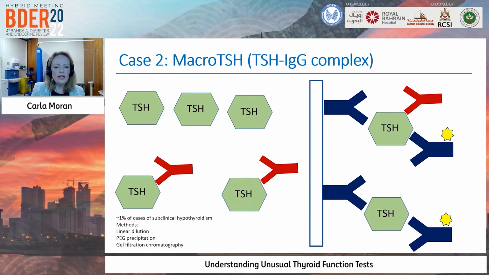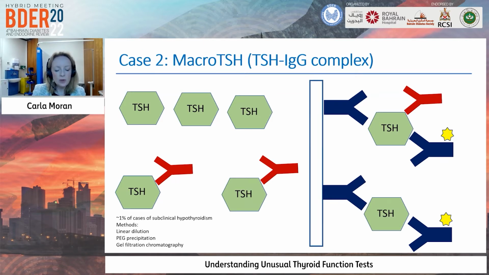There are various ways to investigate whether a patient has TSH assay interference. We can dilute the sample and see whether the TSH level is linear to dilution. We can add polyethylene glycol and perform PEG precipitation like we do for macroprolactin. And the gold standard method to determine whether somebody has macro TSH is to perform gel filtration chromatography.